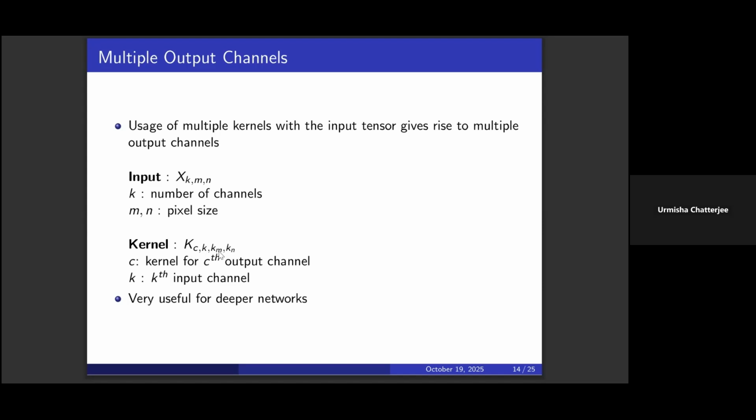And the reason for using multiple output channels is, of course, that very high resolution images can have a number of features in them, and you want to take note of each of the features. So in that case, you will prefer to use a number of different kernels. That's why multiple output channels are very much required whenever we are building a deeper network to capture a number of features in the image.